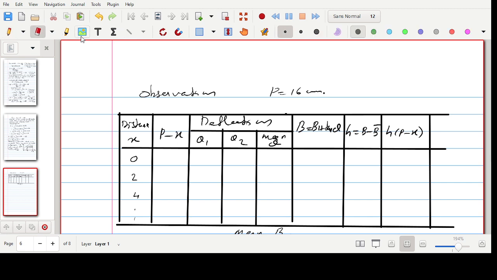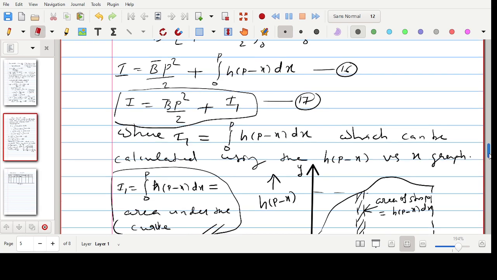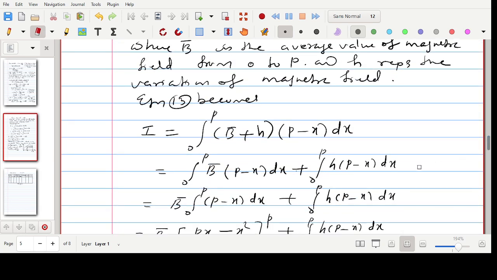Using these observations, you can find the value of e by m. So in the next class we will discuss how to do the experiment, and in this class we discussed the theory behind the calculation of e by m using the Thomson method. Thank you.